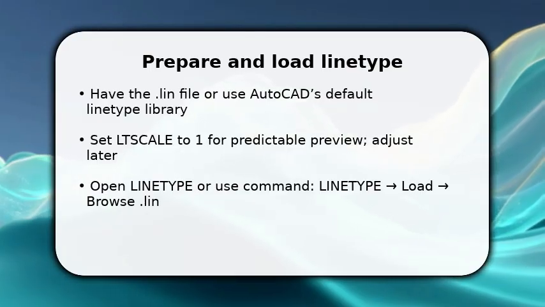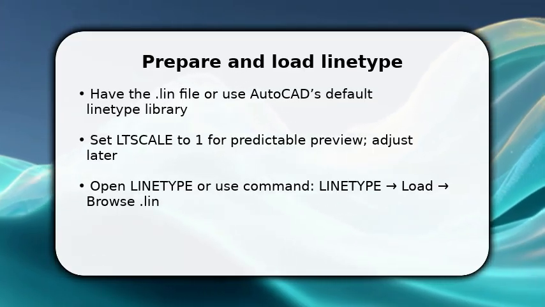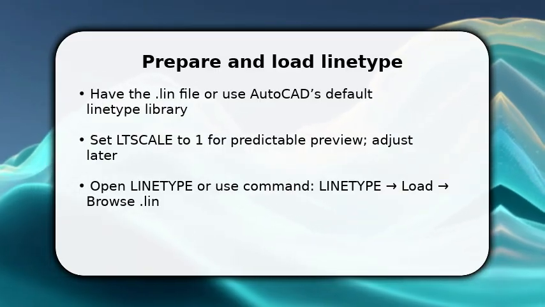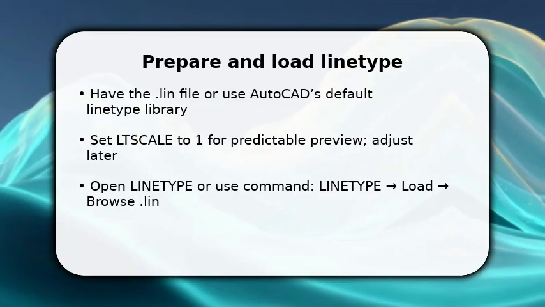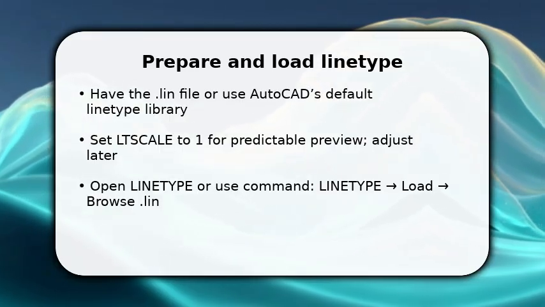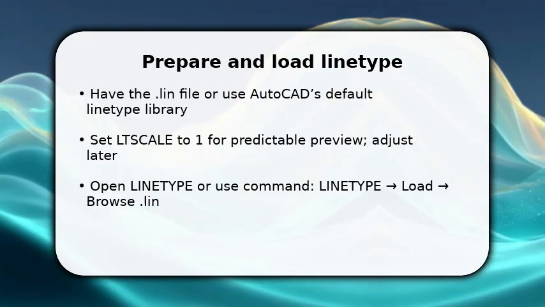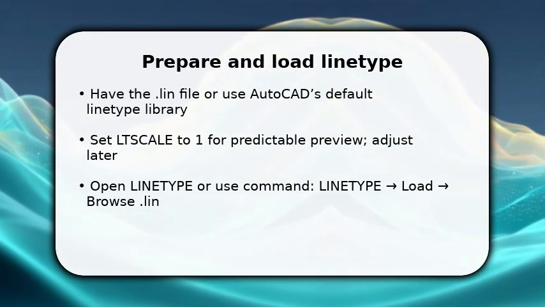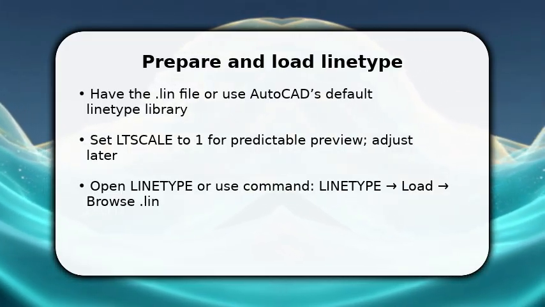You start by ensuring you have the line type definition file, .lin, or use AutoCAD's built-in library. First, set LTSCALE to 1 so dashes display predictably while you work. Then open the Linetype dialog or type LINETYPE at the command line and choose Load. Once done, click Browse to find the .lin file and select the specific line type you need. This registers the pattern in the drawing so you can assign it immediately to layers or objects.